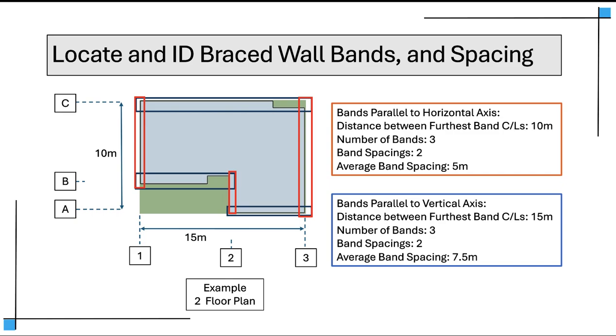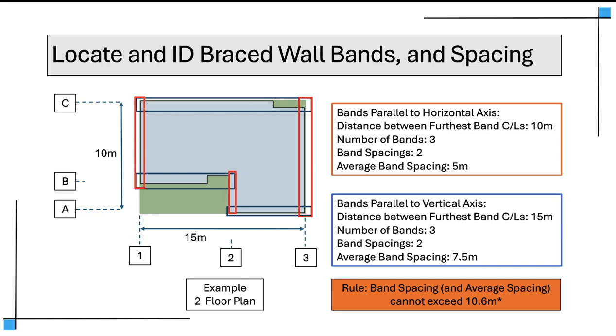So as I said on the previous slide, there is a rule that says that we can't exceed 10.6 meters between band spacing, and obviously we're not doing that on our plan here, but it is a little bit of an adjustment to think of, say for example, on the plan you're looking at now, between band 1 and band 3, at the back wall there, the spacing is beyond 10.6 meters between those two bands. But to my understanding, this design as it's represented is still a compliant brace wall band plan.